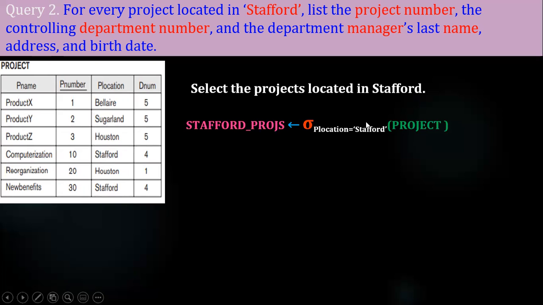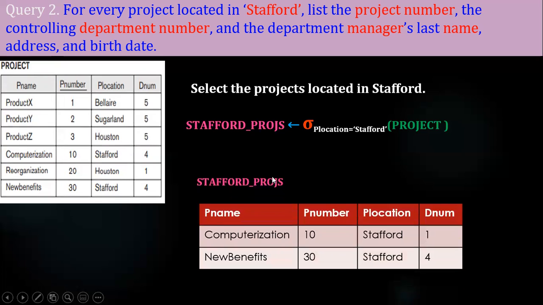So this is the selection condition. No need for a join. Directly I have extracted the data. Let's store that result in a new table with the name Stafford projects. Now Stafford projects contains these two tuples, Computerization and New Benefits projects, which are located in Stafford.